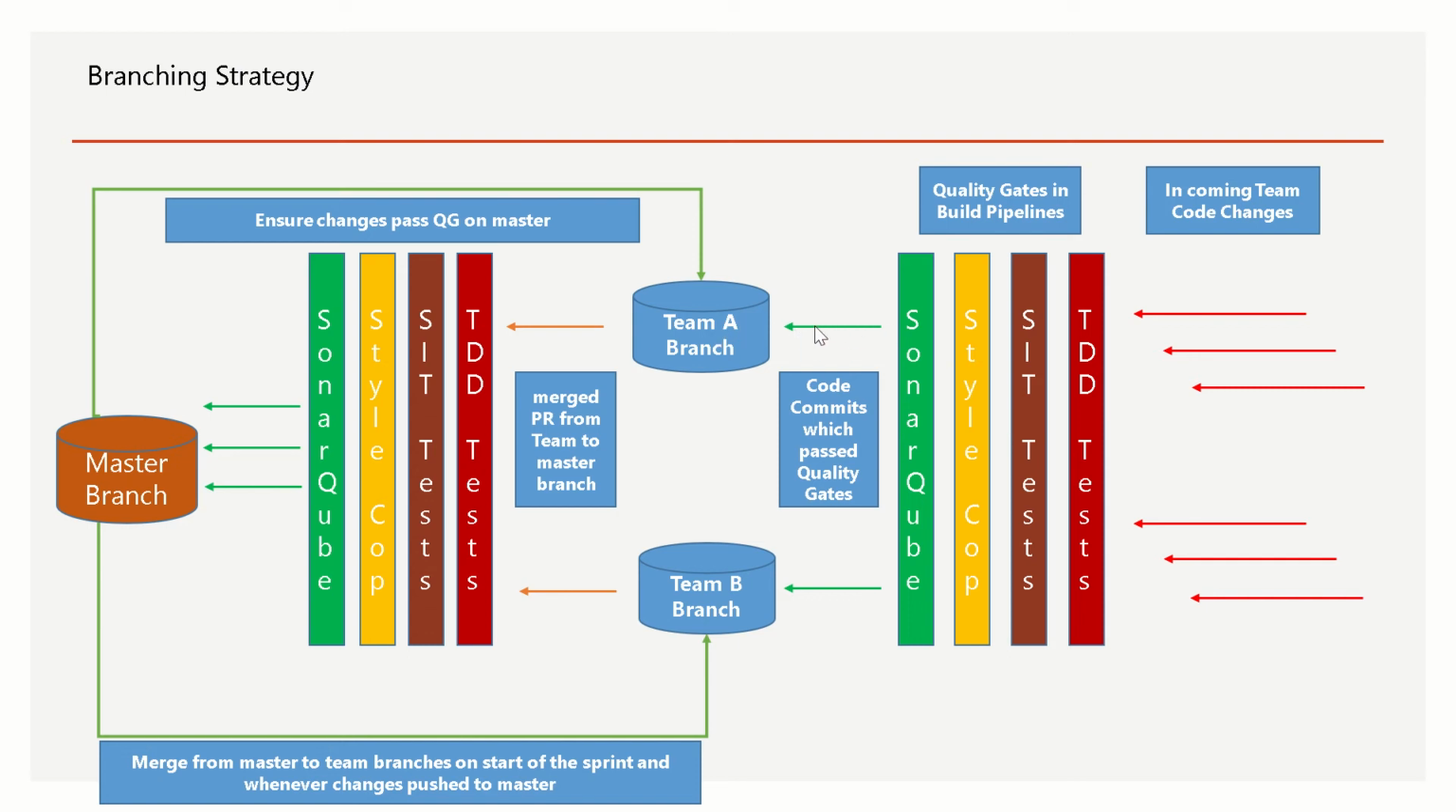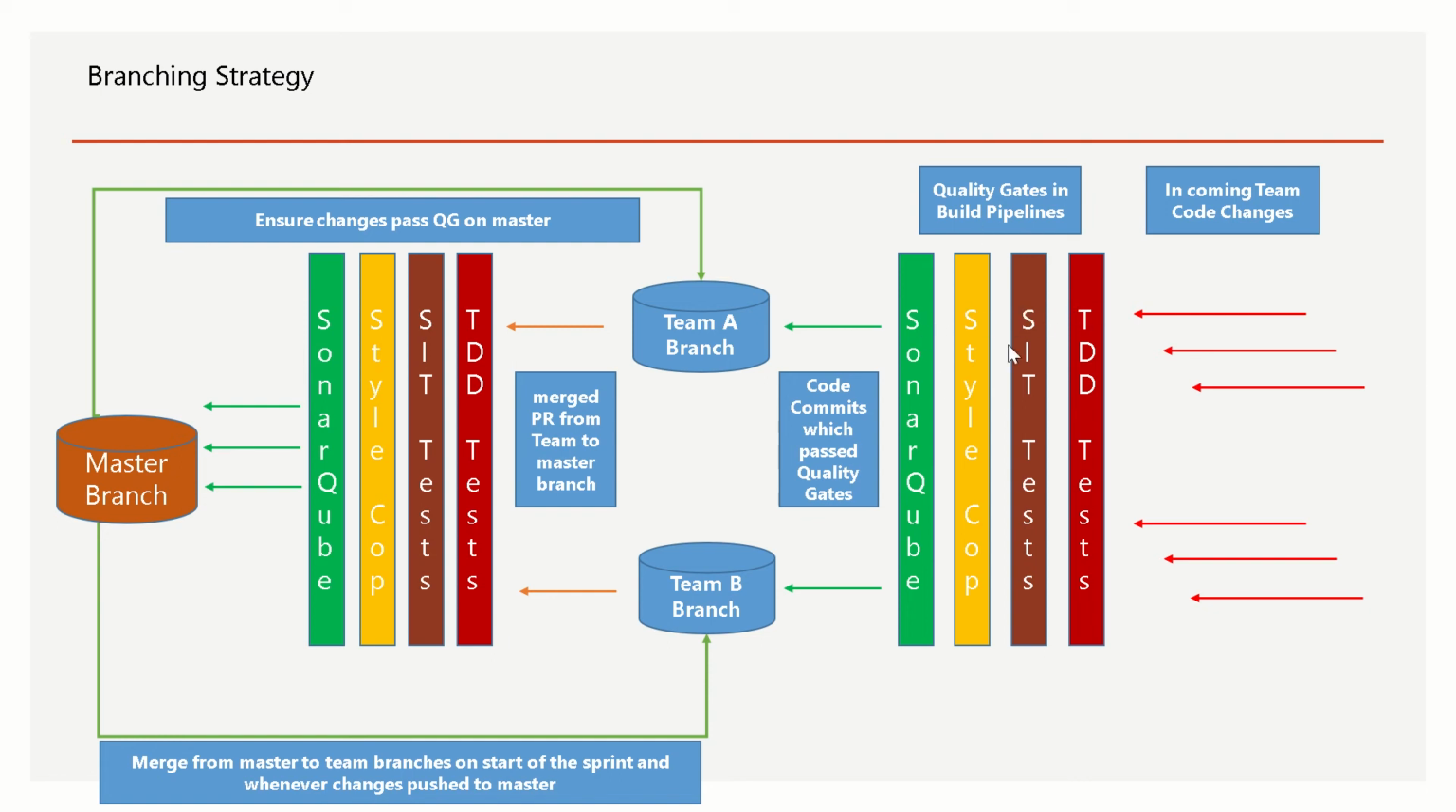See the arrow, guys. Now it's green, which means your code is safe to propagate to the team branches, and code commits which pass the quality gates. Now, once it comes into the team branch, you can trigger some dev builds. Usually, all these quality gates will be implemented in the build pipelines, my dear friends. In Azure DevOps, we use the concept of pipelines to build our applications or products.